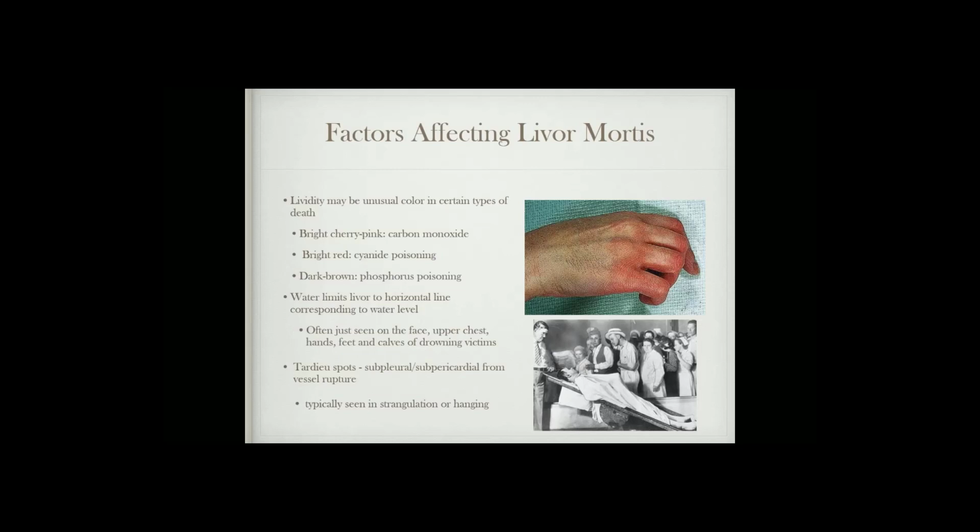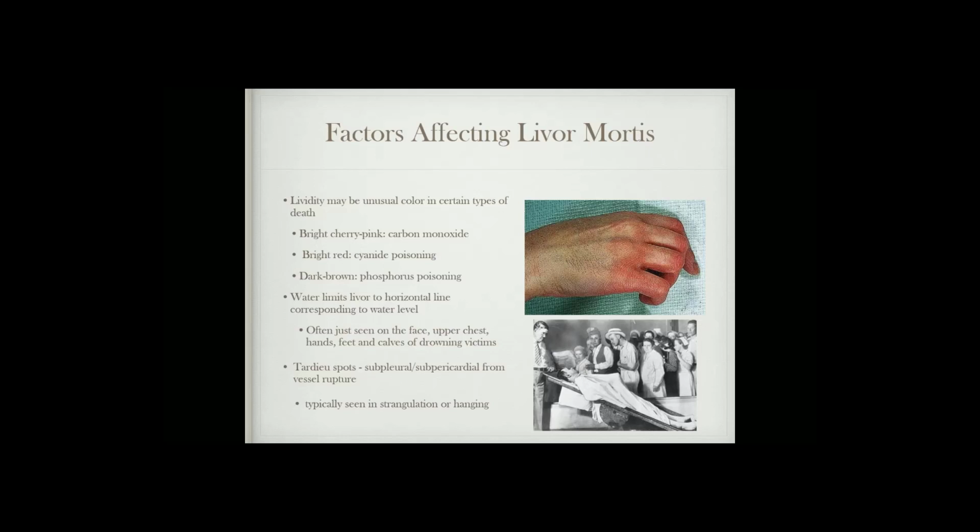Now, there are a few things worth taking into account when observing lividity. First, the color of the lividity can be a clue to the cause of death. Normal lividity should appear bluish purple, but in individuals who are exposed to carbon monoxide, you'll see a cherry pink color. Note, however, that refrigerated bodies can produce a similar effect. Cyanide poisoning can result in a bright red color, and phosphorus poisoning is indicated by a dark brown lividity.